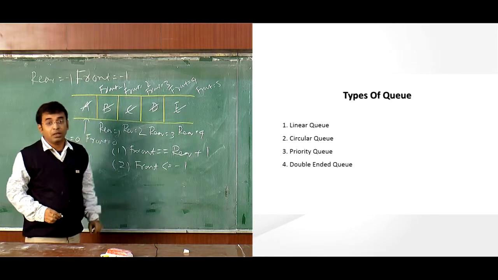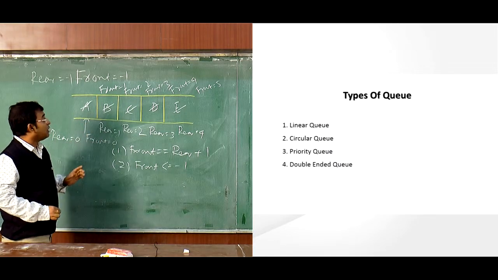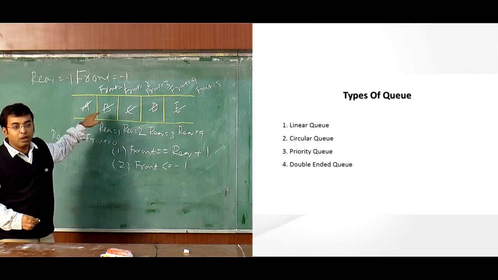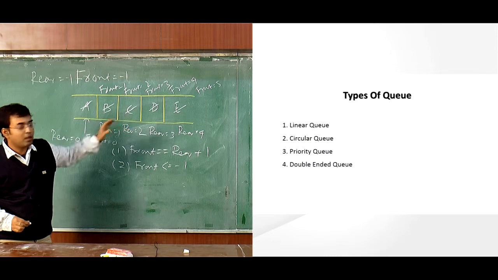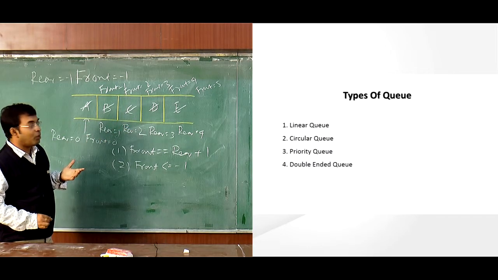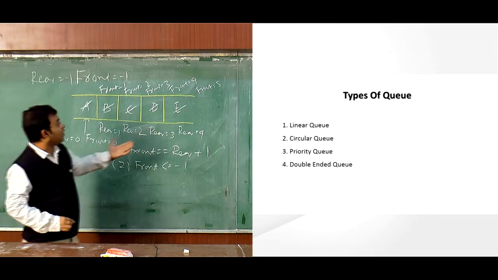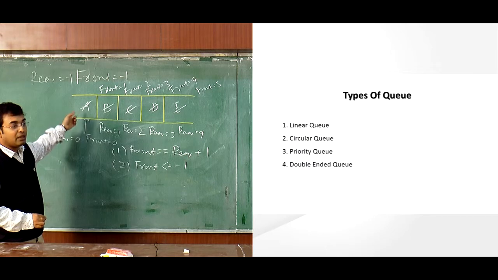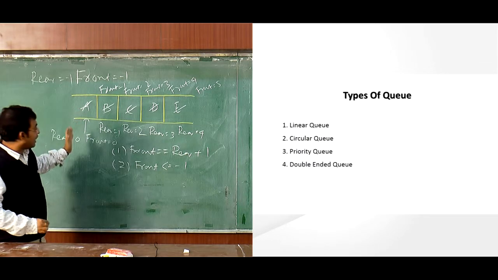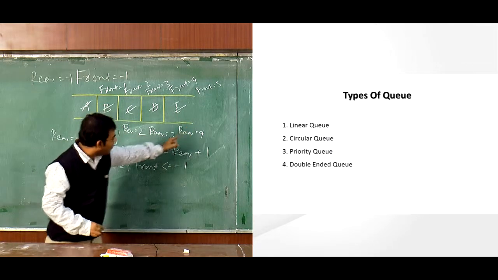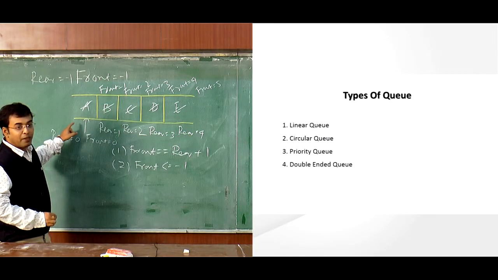What is the disadvantage? The disadvantage is that suppose in this case now the queue is empty, no one is there in the queue, right. But still we cannot insert. Why? Because the rear value has come to 4, and we never come back to 0 to insert or take other elements. So if rear is incremented to a maximum value, you never come back to the initial point. That is the drawback of linear queues.